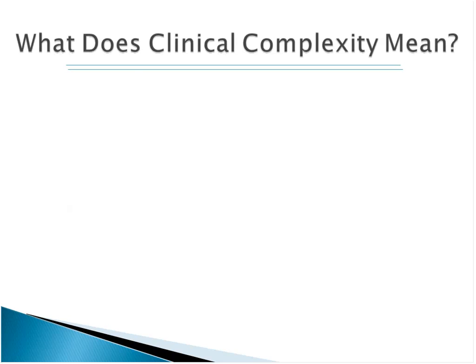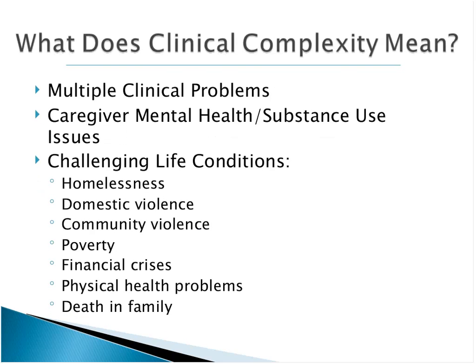What does clinical complexity mean? Really, we're looking at and we're working with people who have typically numerous problems. Again, caregiver mental health, substance abuse issues, challenging life conditions such as homelessness, domestic violence, community violence, not feeling safe in the community, financial stressors at home, physical health problems, death in the family, stressors in the family. Clinical complexity really means different things that contribute to what's going on with the individuals we're working with.